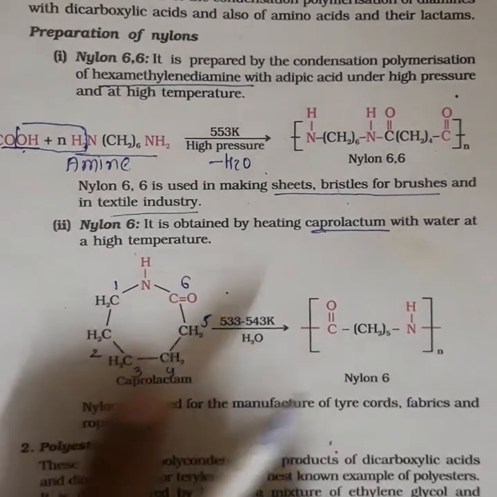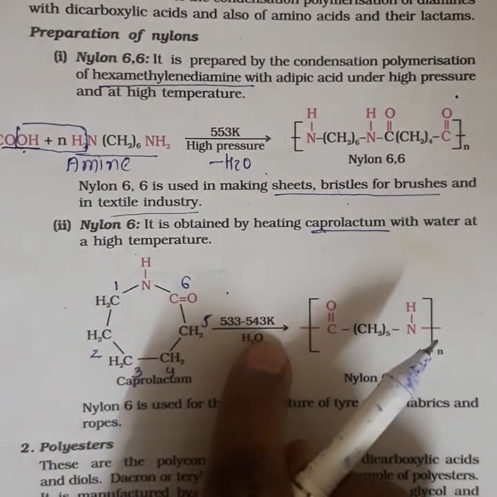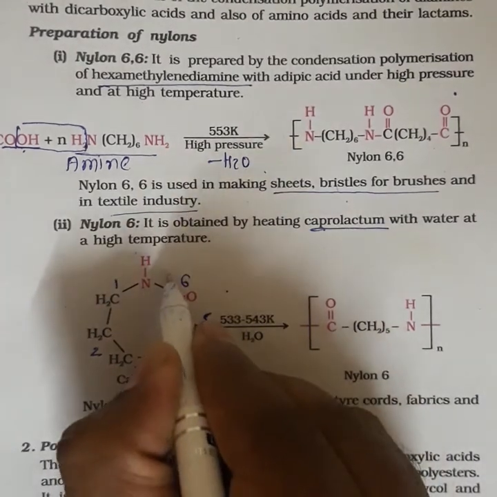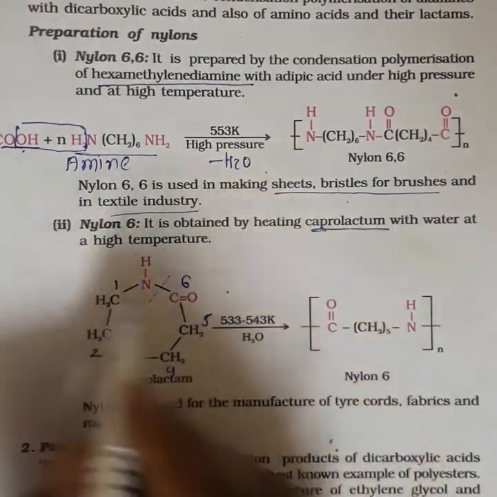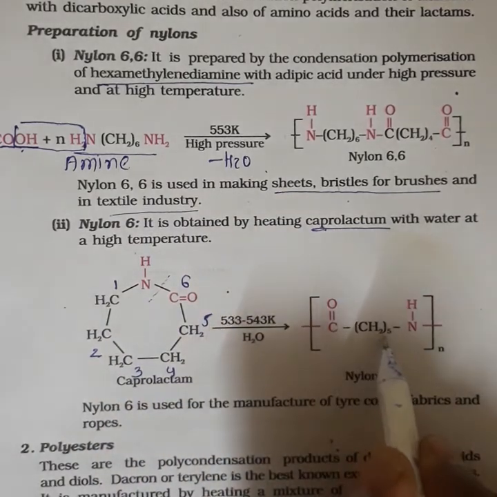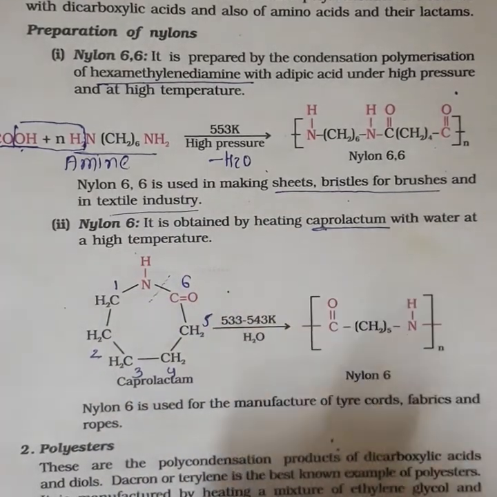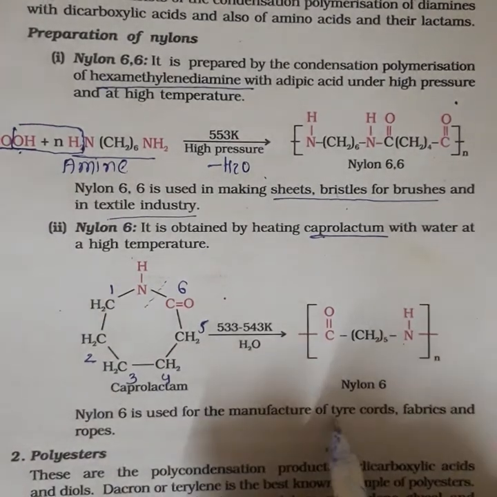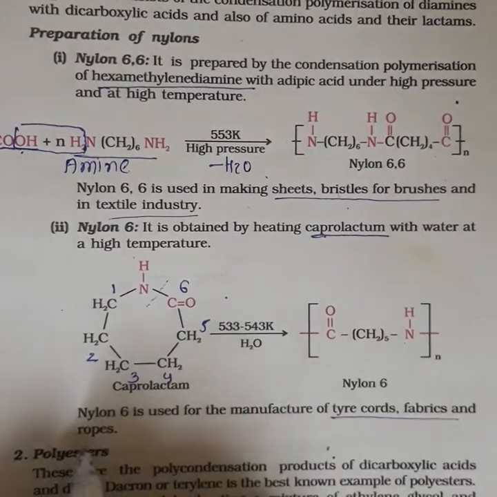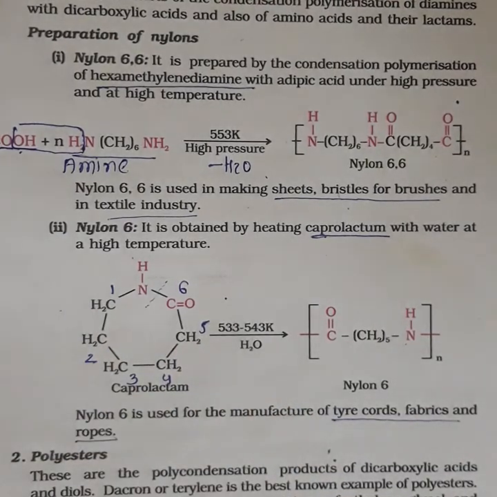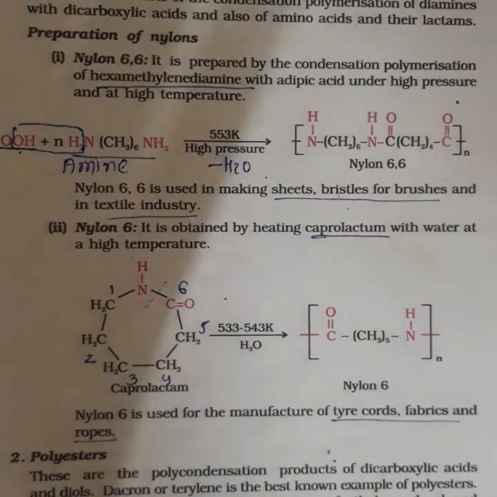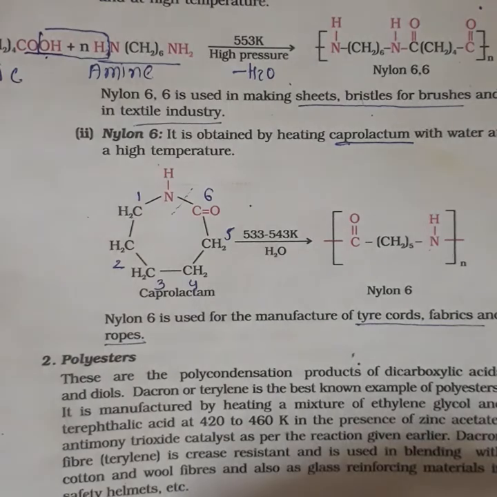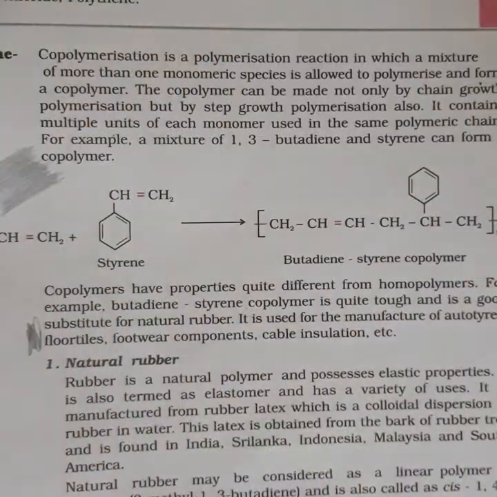This caprolactam is heated at 533 to 543 Kelvin temperature and the ring opens. The bond between 1 and 6 breaks down, giving C double bond O, CH2, NH repeated n times. That's why it is called nylon 6. Nylon 6 is used in the preparation of tire cords, fabrics, ropes, etc. The next category of step growth polymerization is polyesters. As we discussed earlier, the first one is Dacron or Terylene.